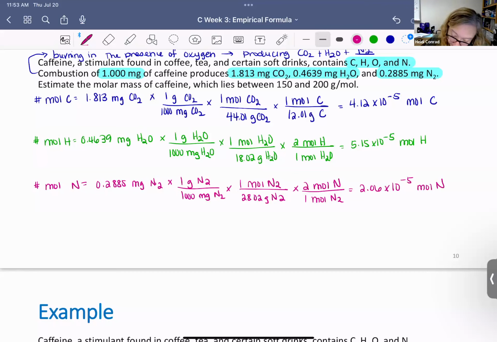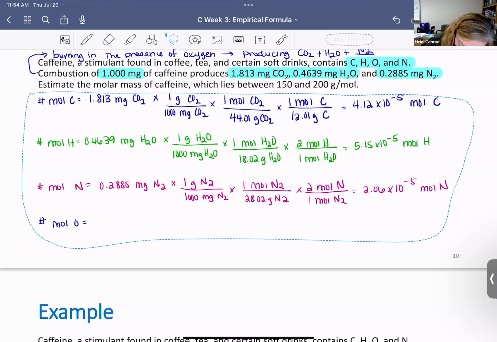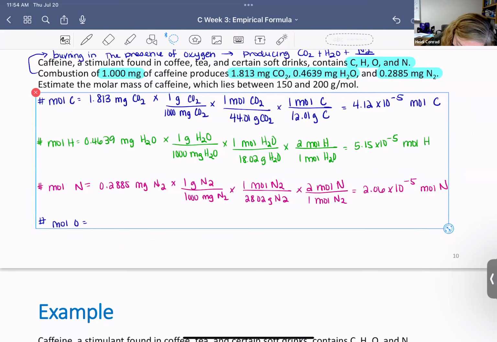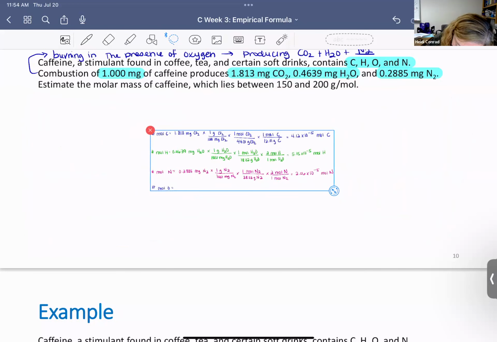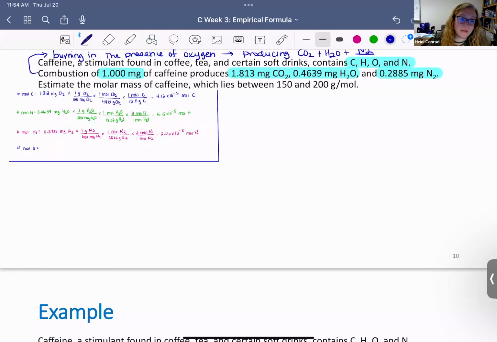Now I still need to find the number of moles of oxygen. But first I have to figure out how many grams of oxygen I have. So I'm going to go ahead and shrink all this because we still got a lot to write. So we'll come back to that in just a sec. Let's determine the grams of oxygen in our sample.